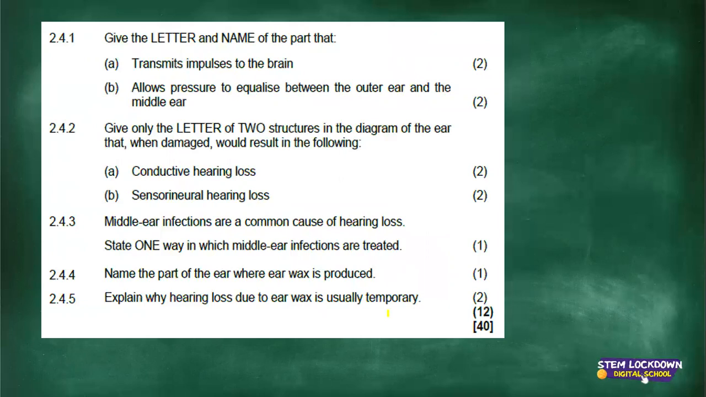Question 2.4.2: give only the letter of 2 structures in the diagram of the ear that, when damaged, would result in the following: A, conductive hearing loss, and B, sensorineural hearing loss. Remember the 2 types of hearing loss we studied. So you need to give only the letter of 2 structures in the diagram. It's even written in capital letters. Which part in the ear, when damaged, would result in these 2 conditions?